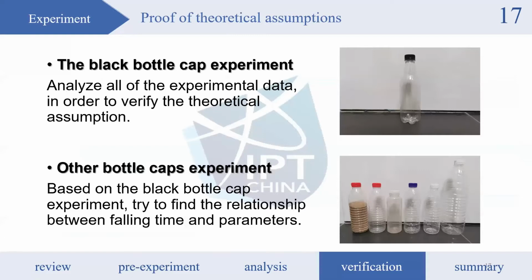There are two main parts to our experiment. One is the black bottle cap experiment: analyze all of the experimental data in order to verify the theoretical assumptions. And the other is the other bottle caps experiment: based on the black bottle cap experiment, try to find the relationship between falling time and the parameters.